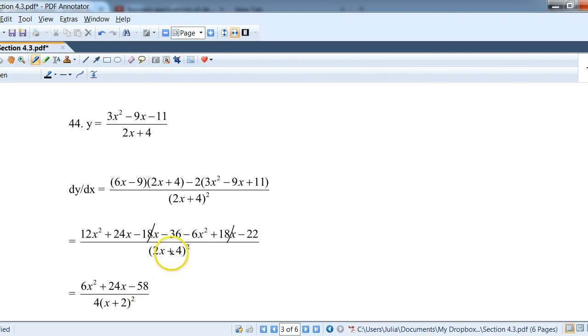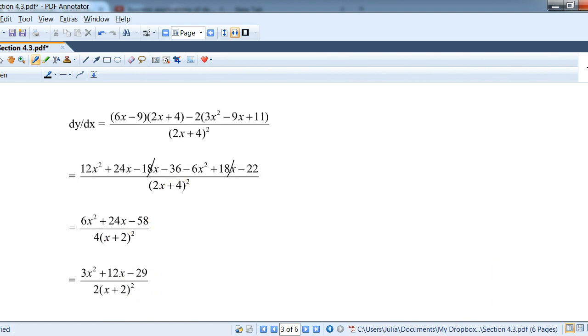Again, just like the previous problem, we can pull out a 4 out of 2x plus 4 squared, and we can pull out a 2 on the top. So notice it'll cancel with a 4 on the bottom, leaving the 2. So notice when we pull out a 2, we'll get 3x squared plus 12x minus 29 as the answer.